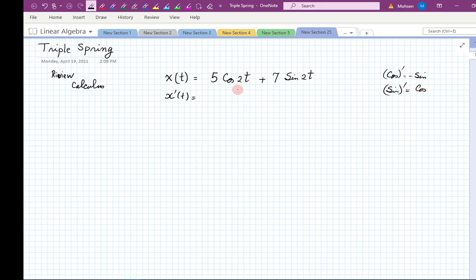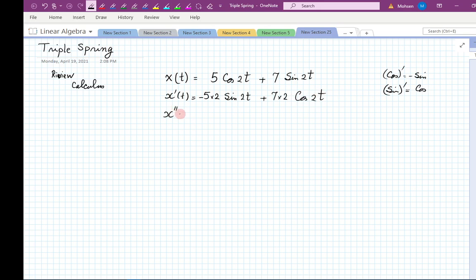In addition to that, we have the chain rule. When you take a derivative of cosine of 2t, the interior function is 2 times t. When you take a derivative of that, a factor of 2 comes out. Let me write it explicitly. So 5 times 2, cosine becomes minus sine, and then 2t. Same thing happens here. We are going to have 7 times 2, and now cosine of 2t.